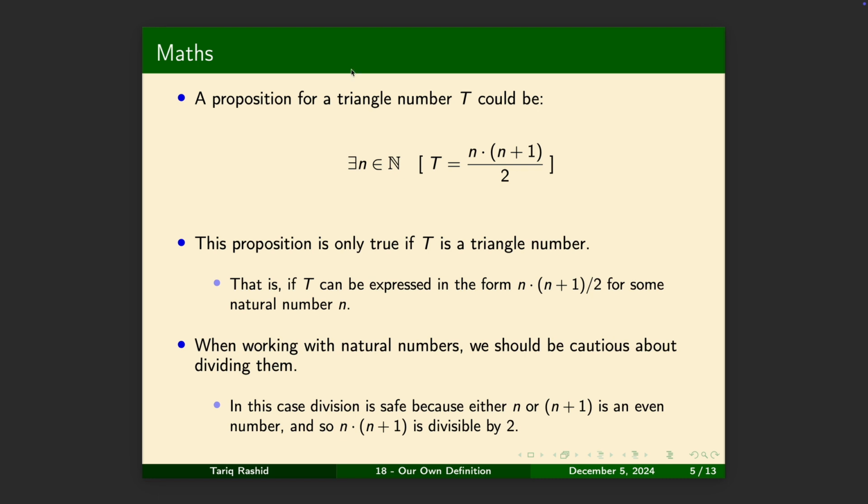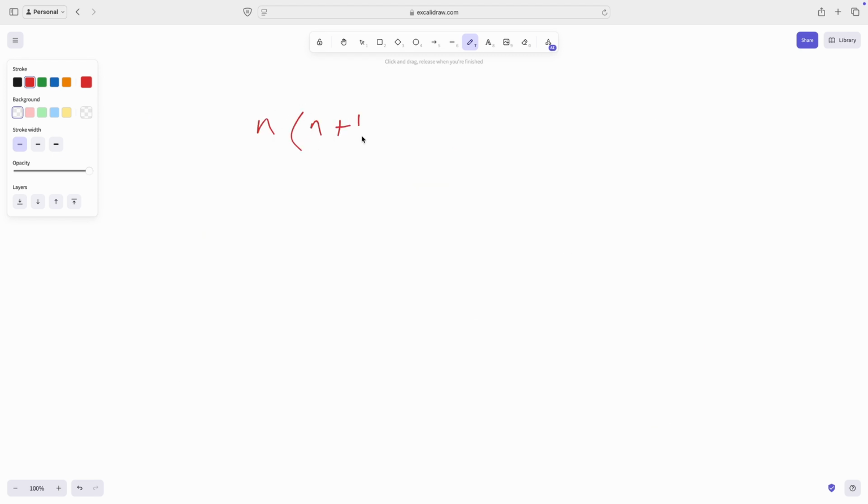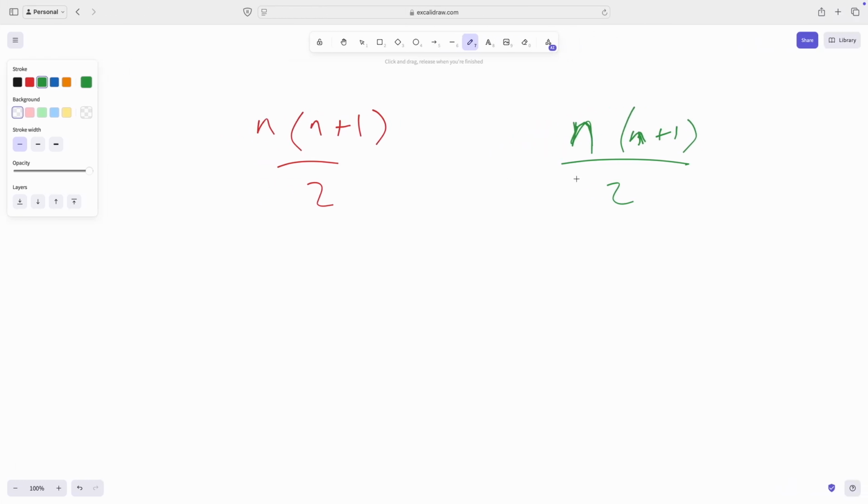In this case it doesn't matter because n or n plus 1, at least one of those two, is an even number. Let me draw a picture. So n plus 1 over 2. If n is even, then n plus 1 is odd, and n over 2 divides nicely. But if n is not even, then n plus 1 must be even, so that divides nicely. So in this case it doesn't matter, but it's good habit anyway to avoid division by 2.